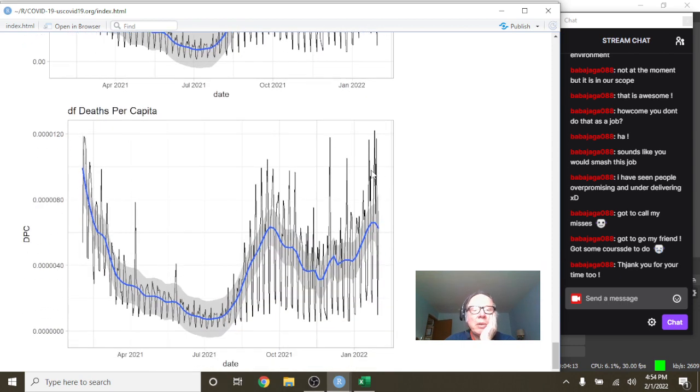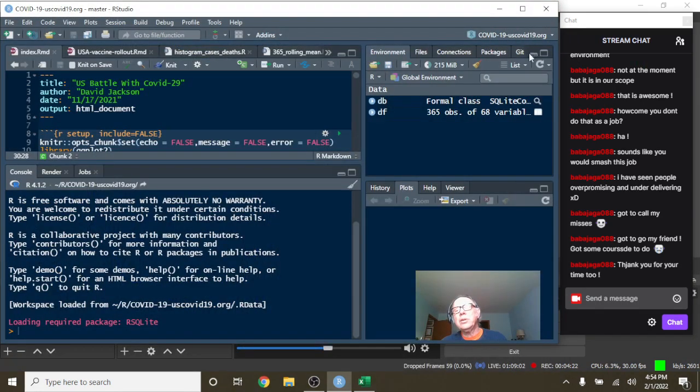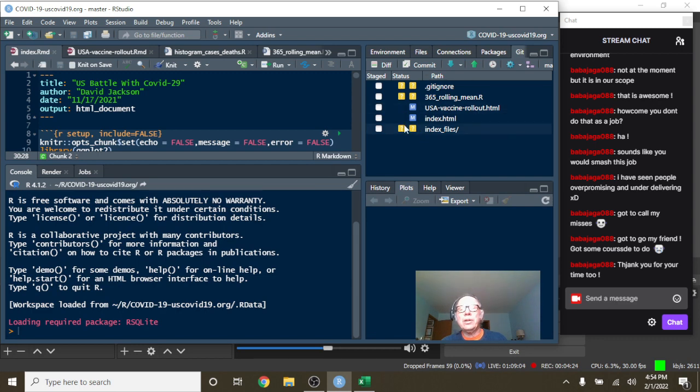What about COVID-19 deaths per capita? I don't even know what all these zeros mean. That's too many zeros for me. But anyway, this does conclude the report for the U.S. for today. This also concludes all of our reports for today.